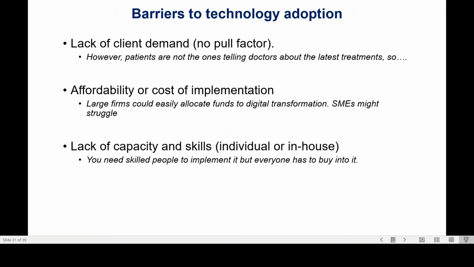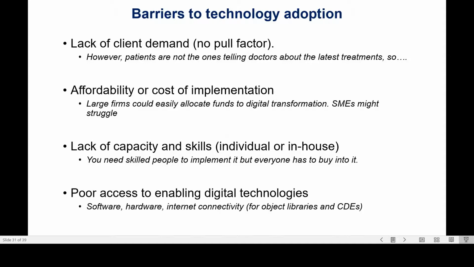Lack of capacity and skills, whether it's at an individual level or in-house in a firm or an organization, you don't have that capacity to digitally deliver. You need to have skilled people to implement digital transformation. Okay, but everyone has to buy into it. It can't just be, oh, that's the tech guy, that's the BIM guy over there, that's the smart digitization guy. No, everybody has to be on the same journey.